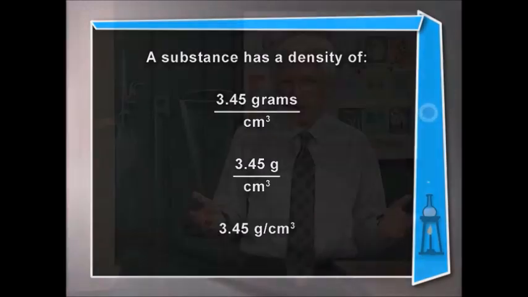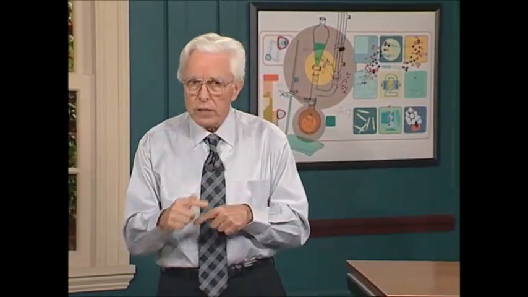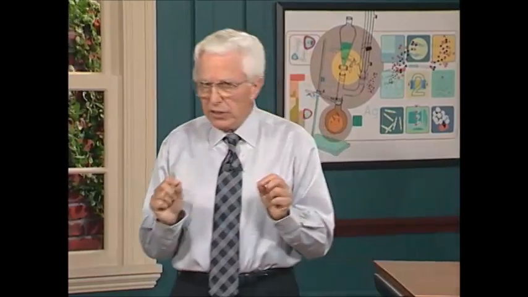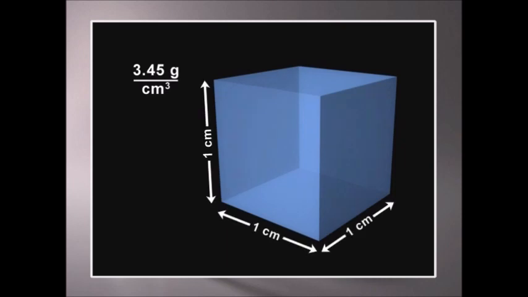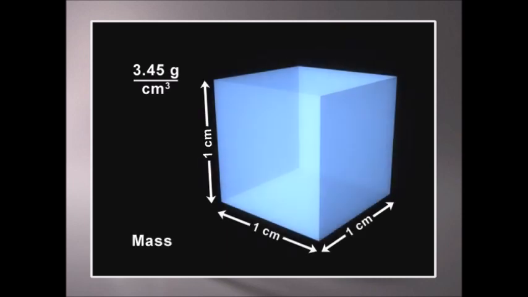Now, what does that really mean? Well, in the last lecture, we talked about a this per that. Anytime you have a this per that, in this case it's grams per cubic centimeter, that's telling you how many of the numerator you have for one of the denominator. So when an object has a density of 3.45 grams per cubic centimeter, what this is saying is that if you have a little cube 1 centimeter on a side, the mass of that cube will be 3.45 grams. That cube will contain 3.45 grams of whatever this stuff is.